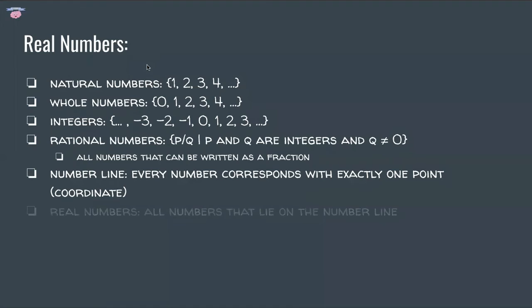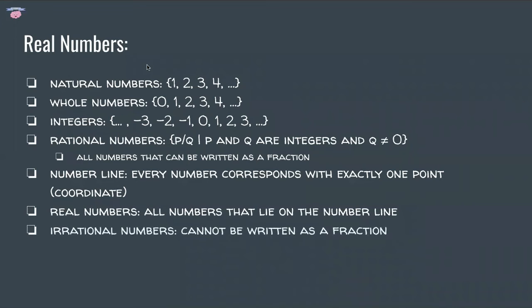Speaking of √2, an irrational number is anything that cannot be written as a fraction, and the real numbers are all the numbers that lie on the number line. Real numbers can also be defined as all the rational and irrational numbers. Irrational numbers are the complement of rational numbers. This is where U is the set of real numbers.